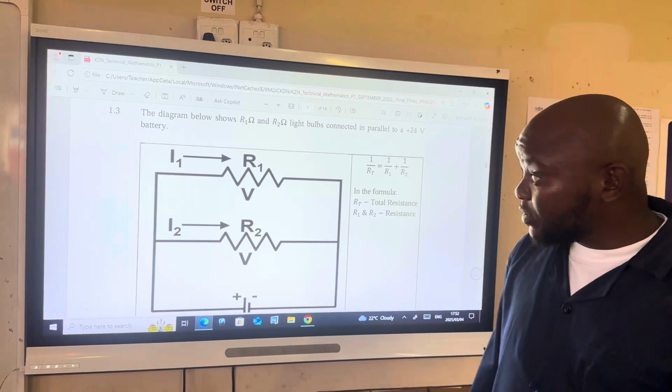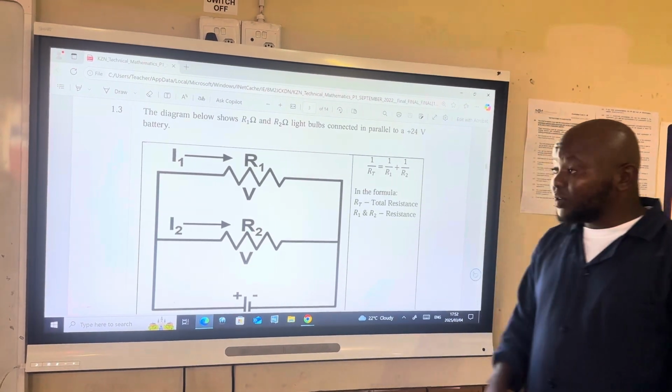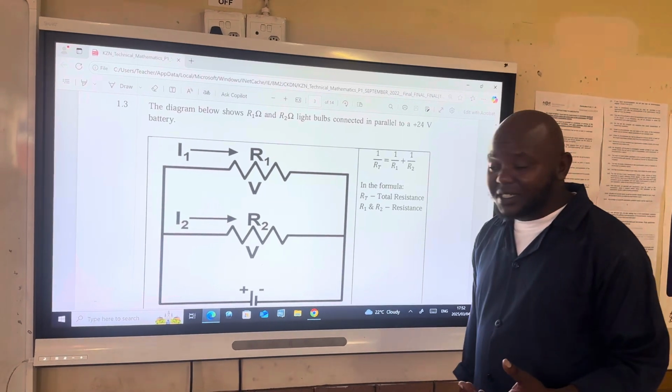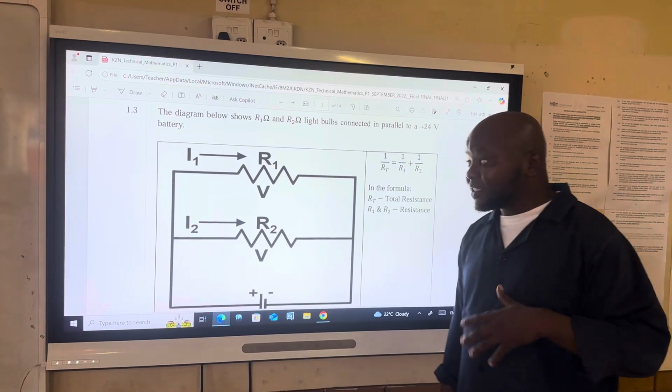Now we're doing 1.3. 1.3 of our technical maths is making something a subject of the formula.